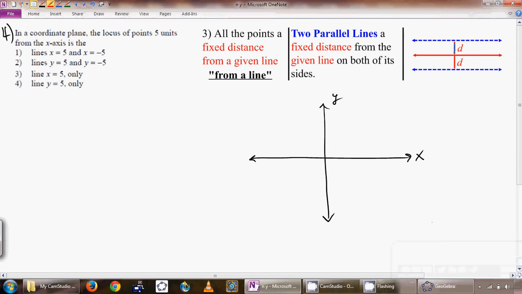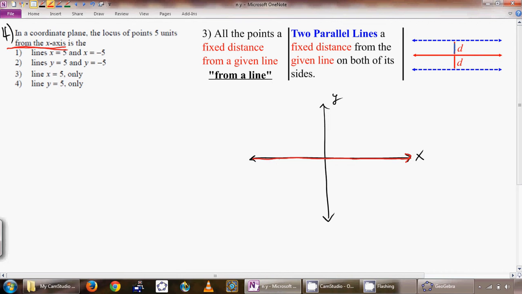All right, problem number 4. It says, in a coordinate plane, the locus of points 5 units from the x-axis is, and it's a multiple choice problem. So let's read it again. They want to know the locus of points 5 units from the x-axis. So we have to think, what thing is the x-axis, right?